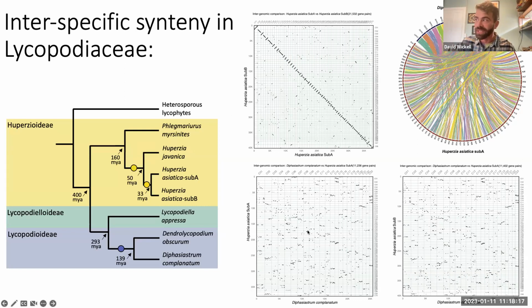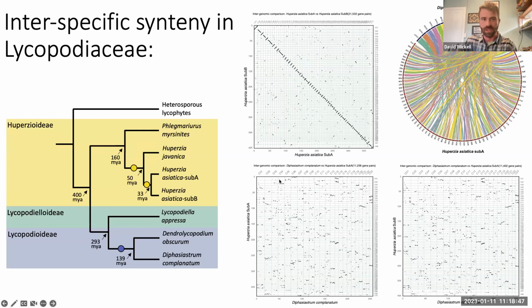But then when we compared Diphasiastrum to Huperzia, these two species are as far diverged as two species within Lycopodiaceae can be, which is a lot. The most recent common ancestor of Lycopodiaceae existed around 400 million years ago. So despite those 400 million years of independent evolution, multiple independent whole genome duplications, we see a lot of synteny preserved between these two genomes.